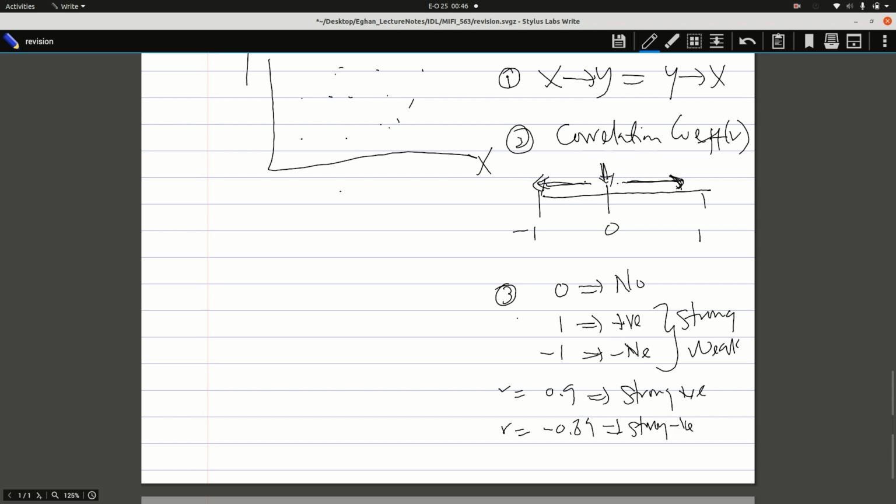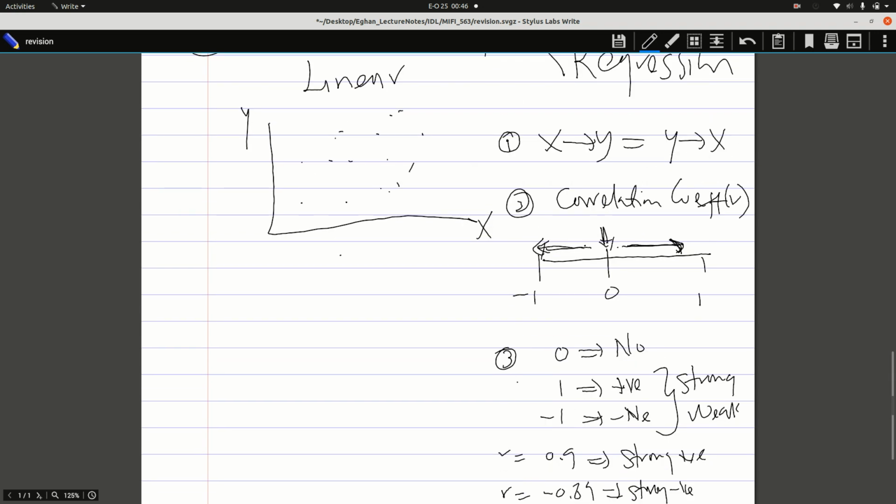It means that if one increases, the other one goes in the opposite direction. If it's positive, it means that as one increases, the other increases. They are positively related. A rise in one causes a rise in the other. Negative is like an inverse relationship. A rise in one causes a fall in the other. So that's for correlation. Now let's look at the regression analysis.